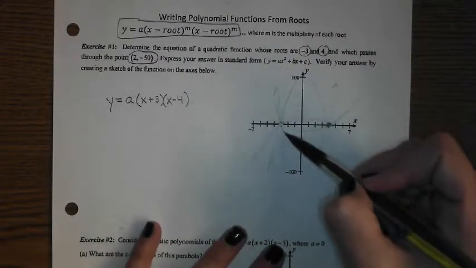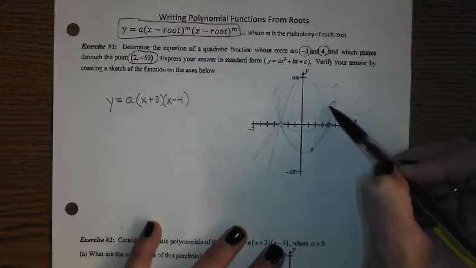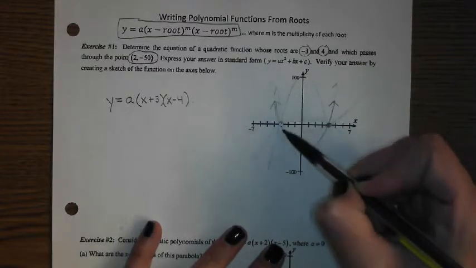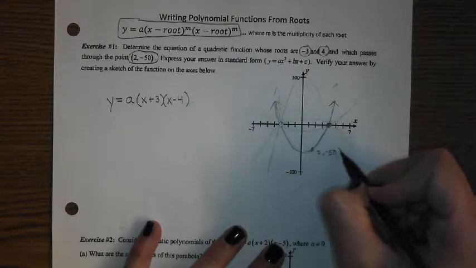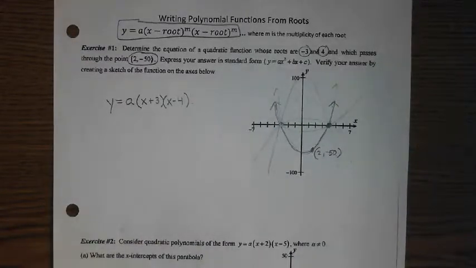So a quick sketch is going to look something like this. Now you can draw that in. Label this point 2, -50. It's just in that general area. So should we expect our a value to be positive or negative? Positive. We expect it to be positive. Now, that should happen on its own, so let that knowledge be a kind of checking point.